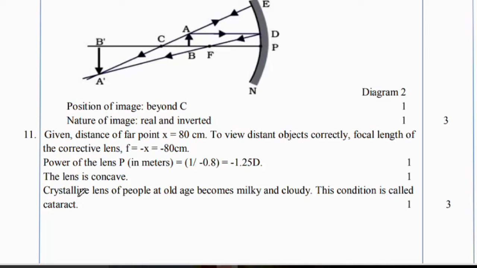And cataract, if asked, the crystalline lens of people at old age becomes milky and cloudy. This condition is called cataract.